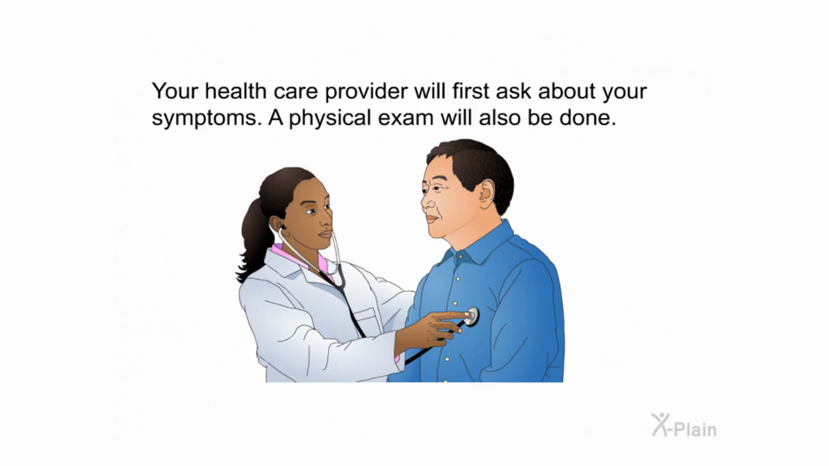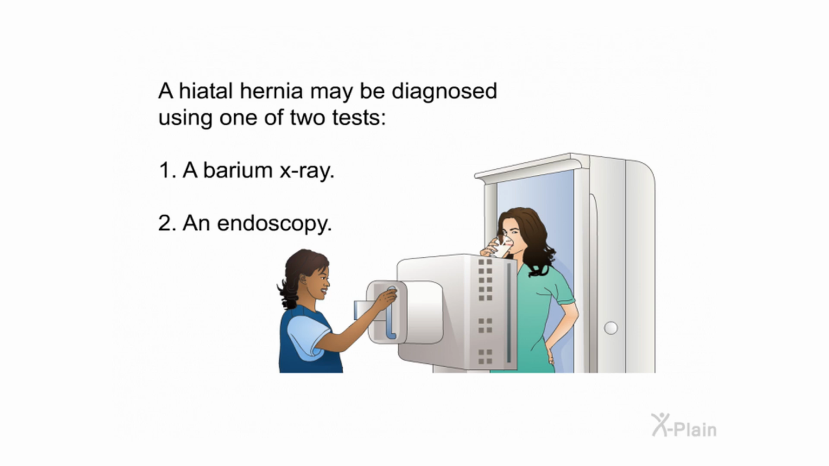Diagnosis. Your healthcare provider will first ask about your symptoms. A physical exam will also be done. A hiatal hernia may be diagnosed using one of two tests. 1. A barium X-ray. 2. An endoscopy.